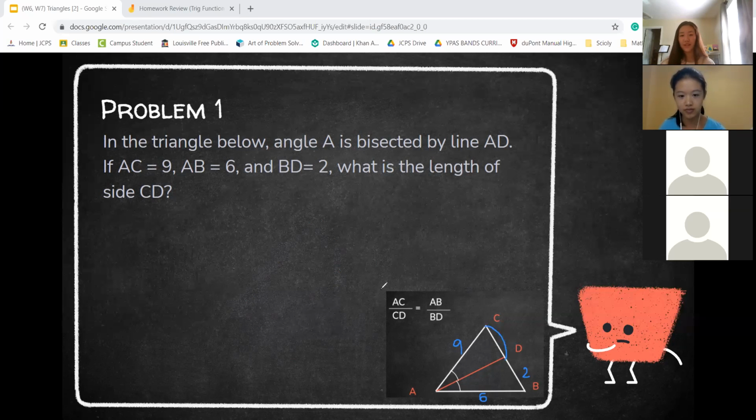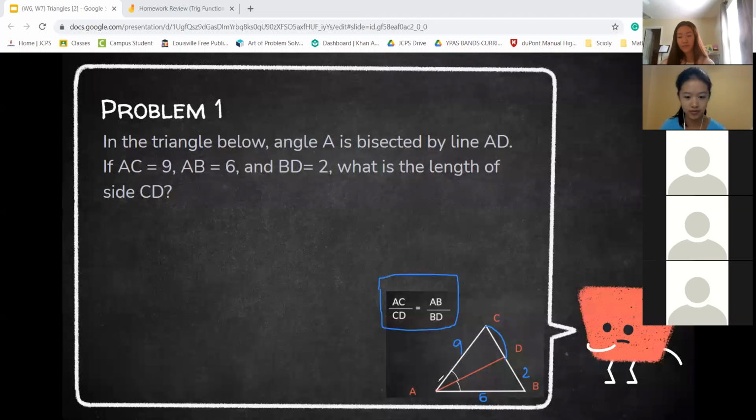And if you forgot, the angle bisector theorem is right here. Wait, so I had a question. If we were to find AD, and we were to use the Pythagorean theorem, would it be the same result if we use 6 and 2 or 9 and what CD will be?